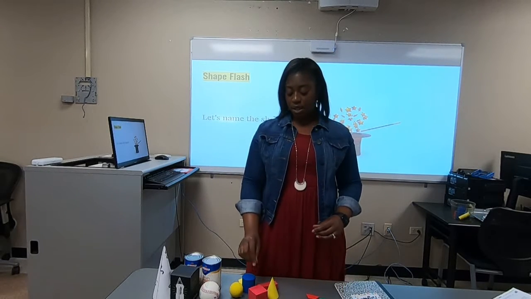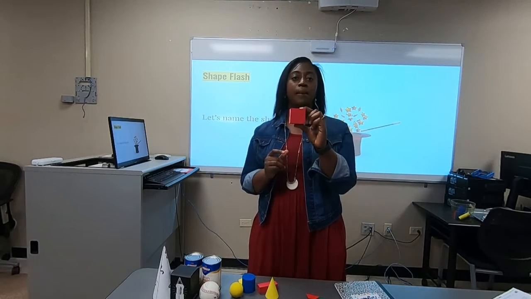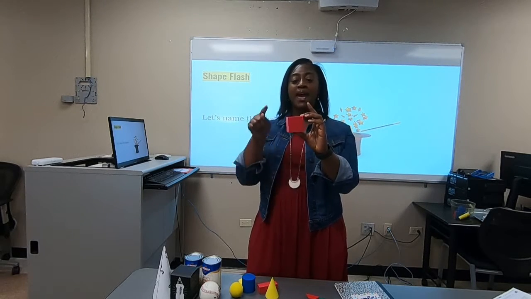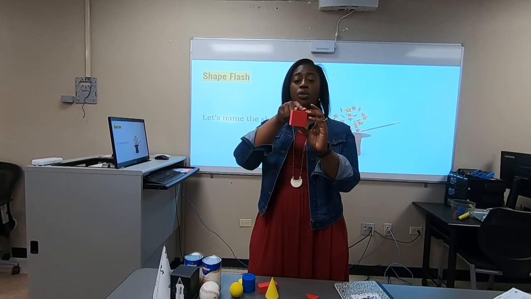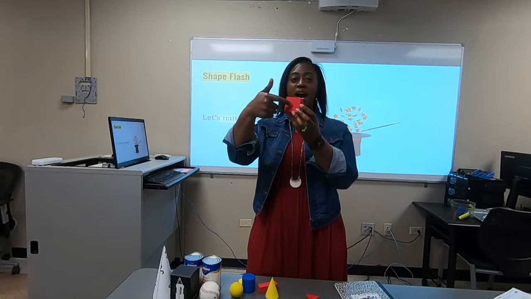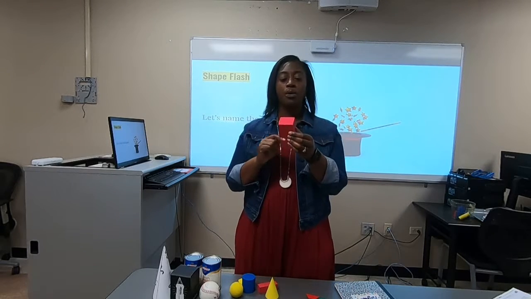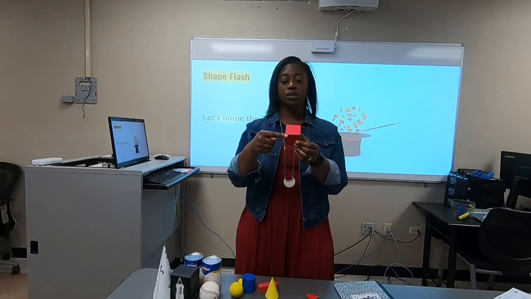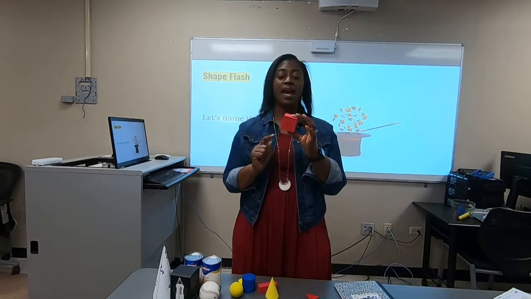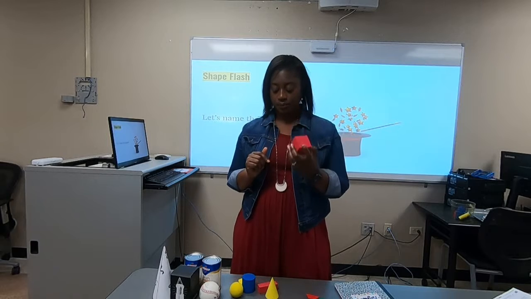Now, let's look at our three-dimensional shapes. Our first shape we have is a what, boys and girls? Very good, a cube. Our cube has, let's count our faces. 1, 2, 3, 4, 5, 6 faces. And count our vertices. Those are our points. 1, 2, 3, 4, 5, 6, 7, 8. So our cube has 6 faces and 8 vertices.